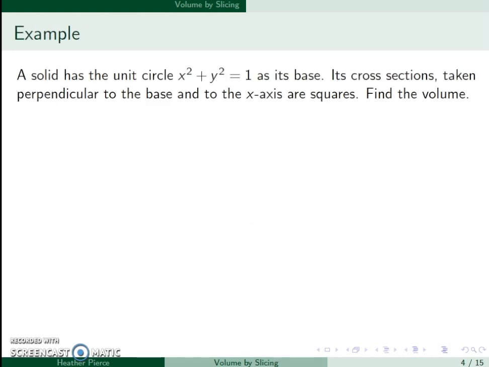So for example, let's consider a solid that has a unit circle as its base, and its cross-sections, taken perpendicular to the base and to the x-axis, are squares. We want to find the volume. So we need to start with our area function. Well, our cross-sections are squares, and so we know how to do the area of a square. It's the side squared. So what is the side? Well, that depends on where it is on the circle. So we have this circle that's our base, and we have these squares coming off of it.